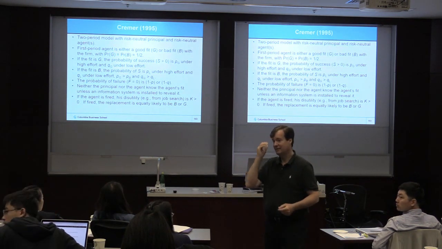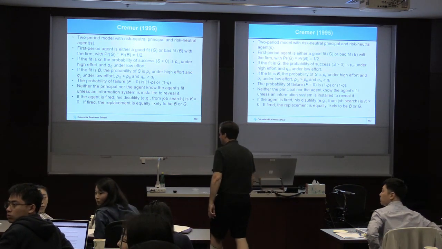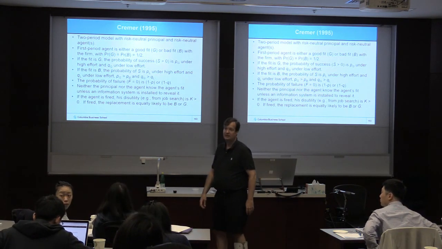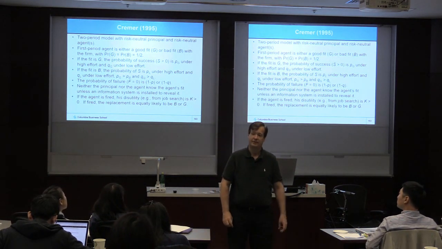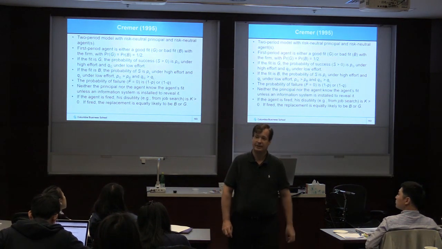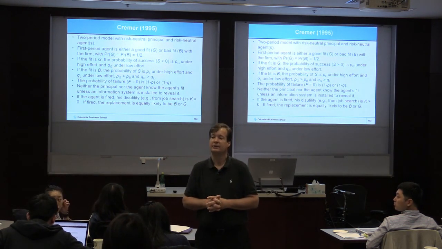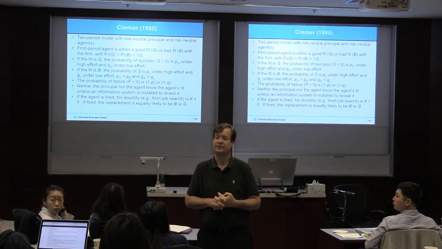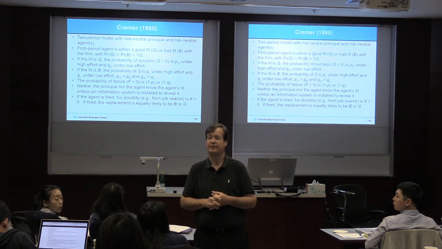Yes? But won't you still be able to assign from the outcome you observe that the agent is still a good type, even though you don't know for sure whether it's a good type? I don't think I understand the question. So like, even though you don't know for sure whether the manager is a high type or low type, you still are able to assign some probability. Yes, you update.